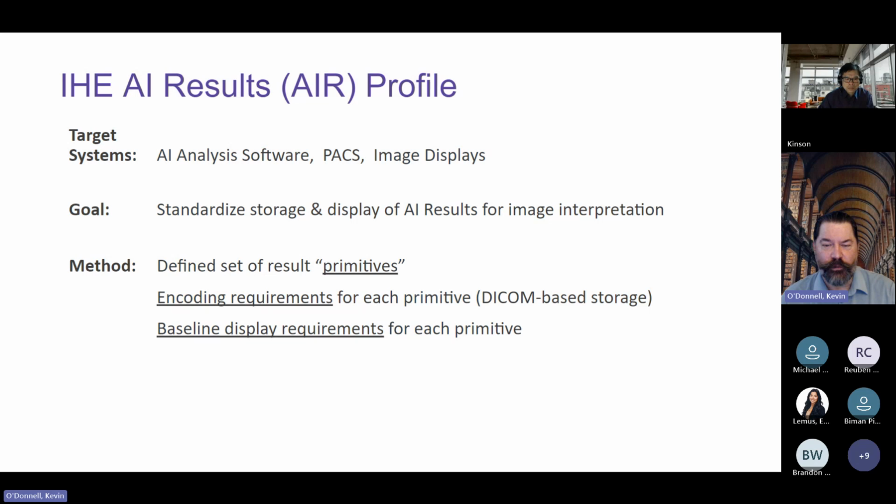The approach that we took is to consider a set of what we called result primitives, which we'll talk about a little more on the next slide. And then for each of these primitives, what are the encoding requirements? So how do you put these into DICOM-based storage? And then what are the baseline display requirements for each primitive? So how is the creator going to play ball? And then how are the displays going to take that standardized output and present it in a uniform way?